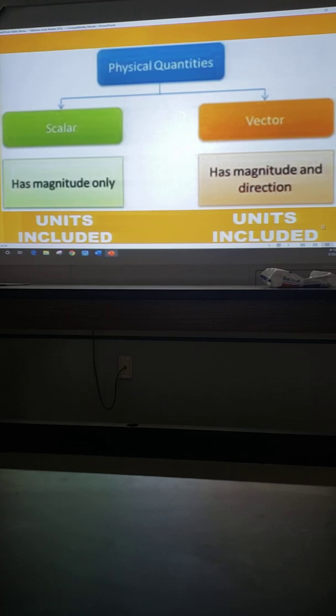Right. And again, it's just easy to forget the direction. You guys are pretty good at realizing, okay, we need to include a unit. The problem is when it is something that is a vector, you have to use that direction.